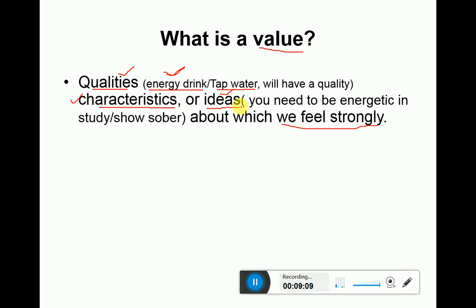Now an idea can be, suppose, I want to study more because I want to be energetic, because I want to pass my exam. It means in this idea, you need to be energetic in study because I want to pass the exam with good marks. Now it is an idea. This also works as a value.